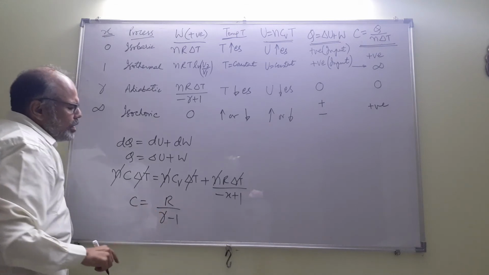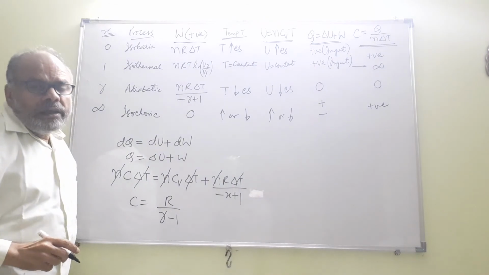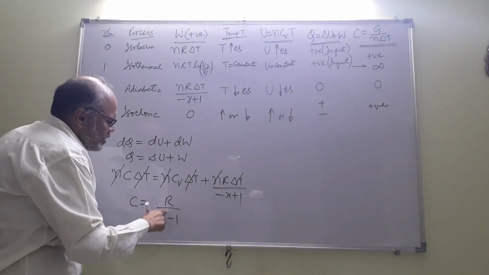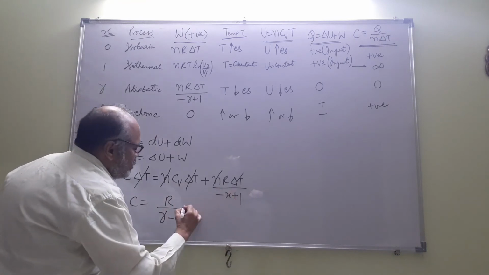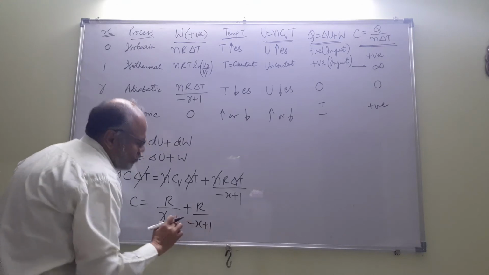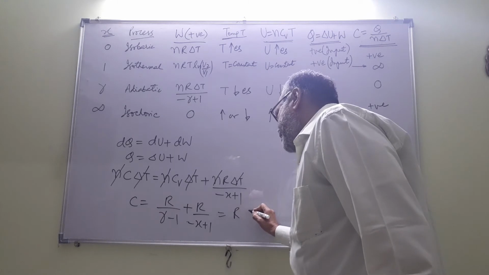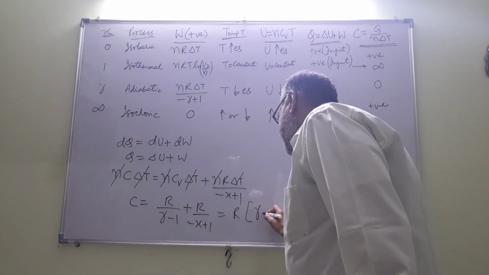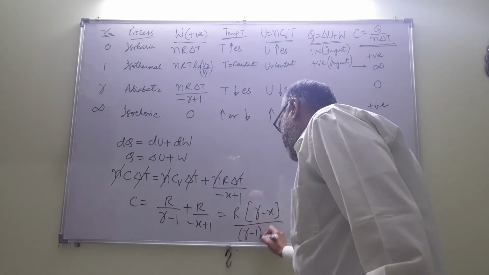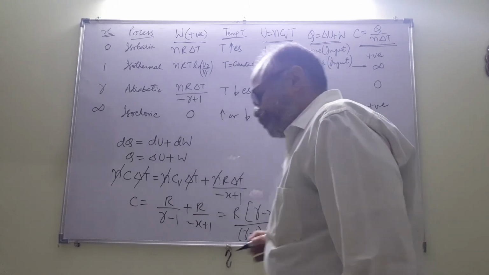And you have basically C is equal to Cv plus R by minus X plus 1. Cv can be written as R by gamma minus 1, from Mayer's relation, Cp minus Cv is equal to R, and Cp by Cv is gamma. Combining the two, you get Cv as R by gamma minus 1, and here you will have plus R by minus X plus 1. So if you combine, this is going to be R into gamma minus X in the numerator, over gamma minus 1 into minus X plus 1.